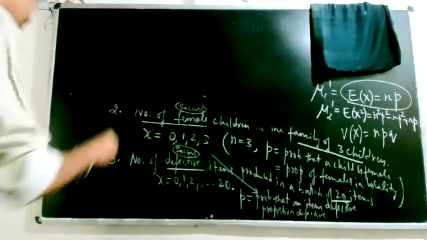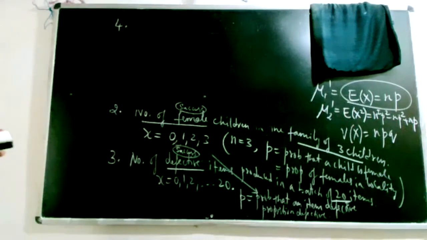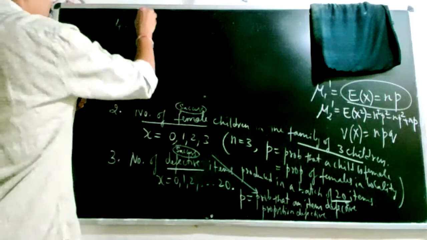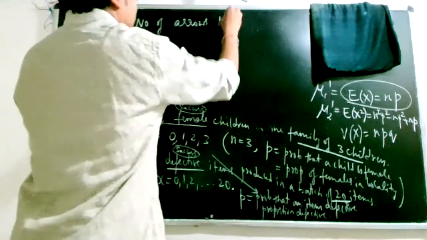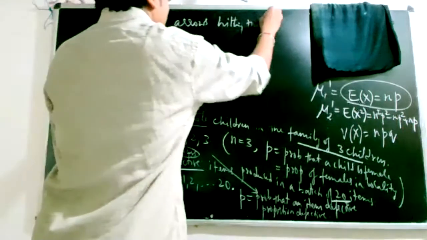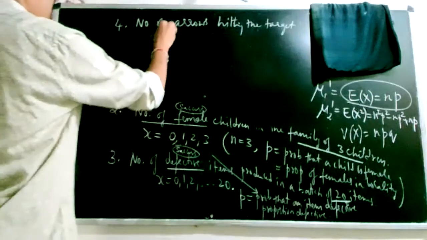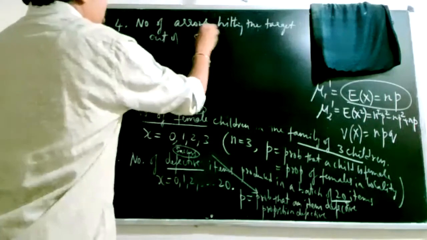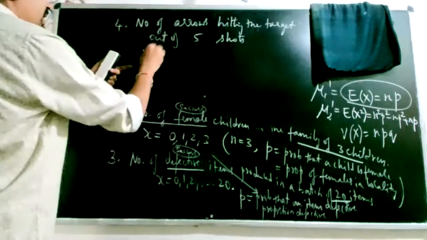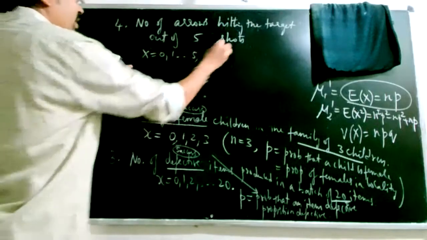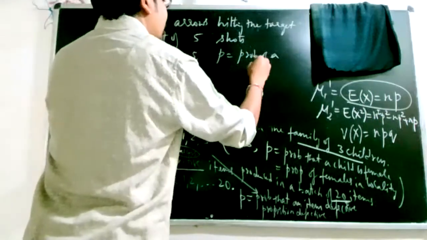So some more real life examples are, say, counting the number of defective items. Then you could talk about the number of arrows hitting the target. So you're counting how many arrows are hitting the target, say out of maybe 5 shots. So again, your x takes values 0, 1 to 5, and P is defined as the probability of a successful hit.